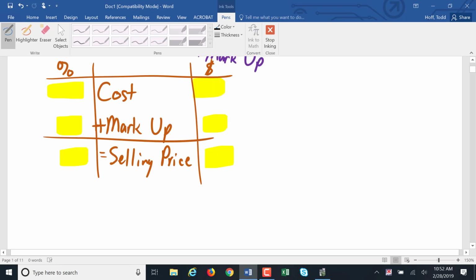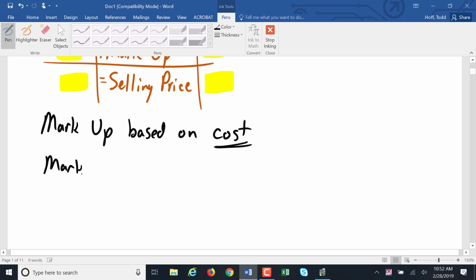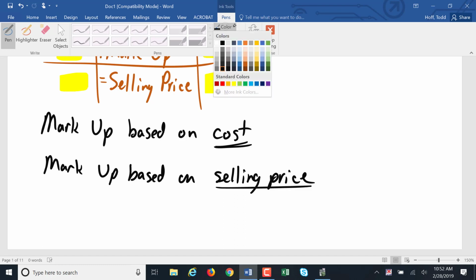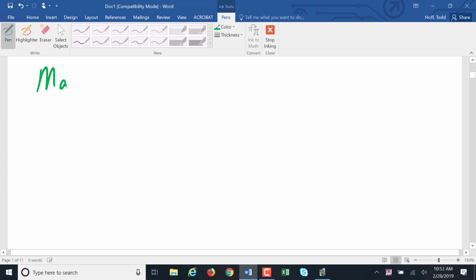There are two different kinds of markup. Markup based on cost. That's the one we're going to be focusing on in this section. And then there's a markup based on selling price. That'll be the subject of our next video. So for markup based on cost, usually phrased as simply markup on cost.